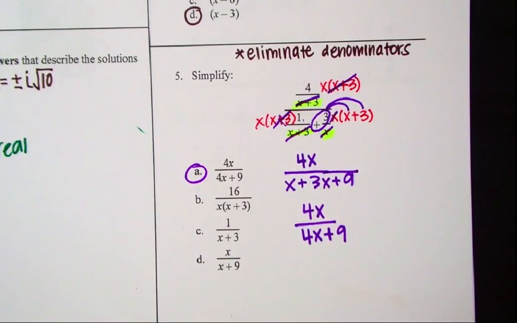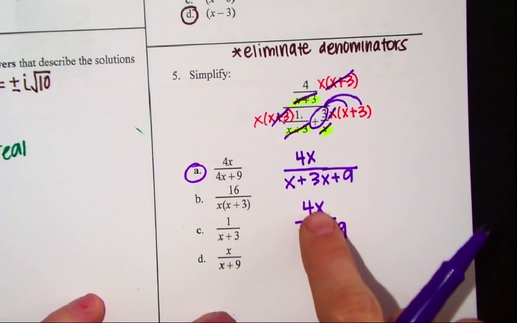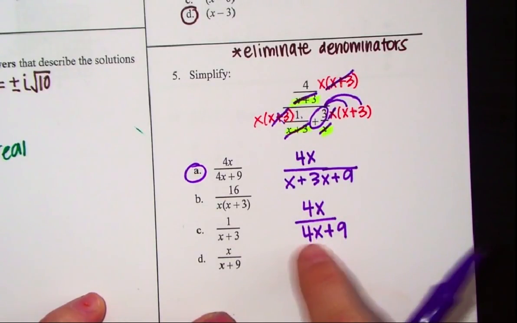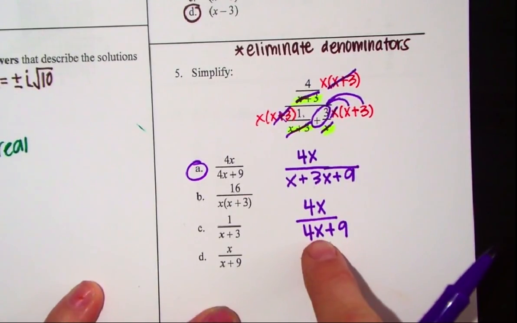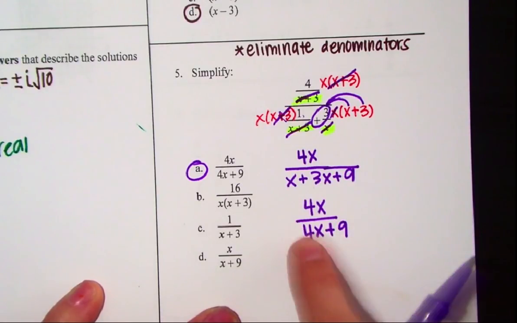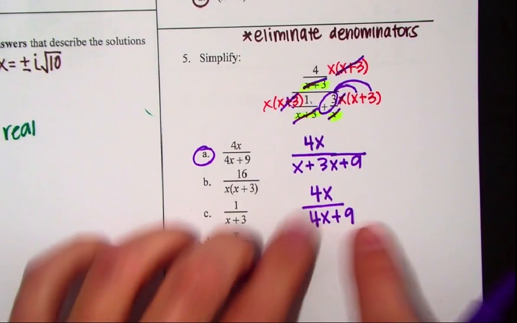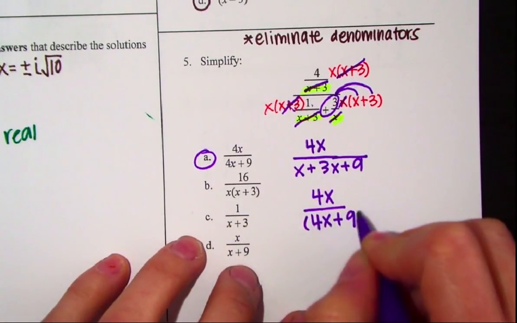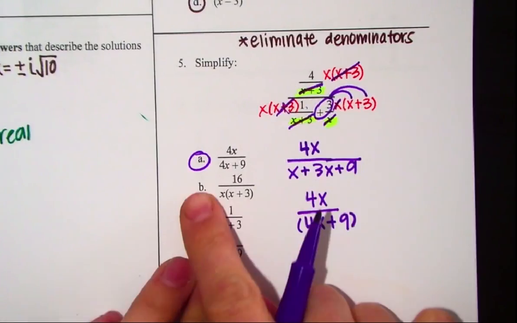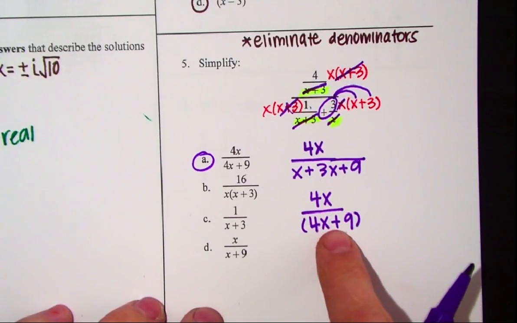So what a lot of people are going to try to do is cancel out the 4x's, but we have to remember that you can only cancel out common factors. So 4x is not a factor. 4x plus 9 is a factor, but 4x is not a factor down on the bottom, so you cannot eliminate 4x. Or you can just remember, if there's a plus or minus following the term, you have to keep this whole thing together. Like 4x plus 9 is going to stay together. You can't break it apart by just throwing 4x out. So this stays as your answer.